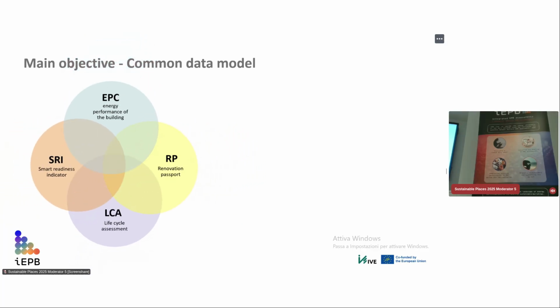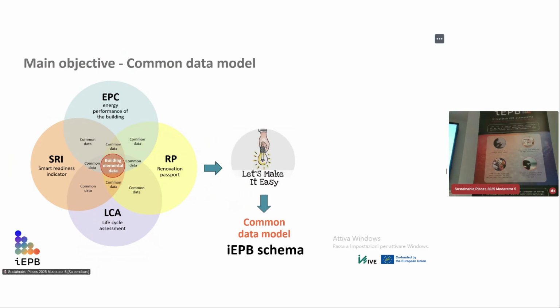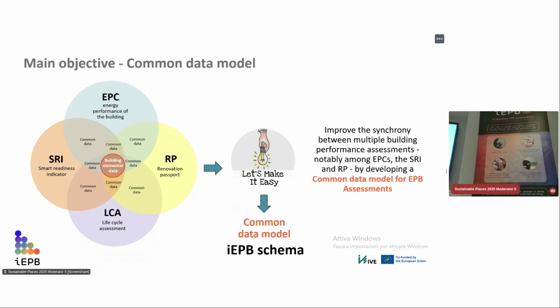So when we analyze and overlap the different building assessments, here we have EPC, SRI, Renovation Passport, etc. There are more. We can see that they share common data, and they all have building elemental data that is common for all the assessments. That is the data from the building itself. We are working with buildings. So what we propose is to take advantage of it and develop a common data model.